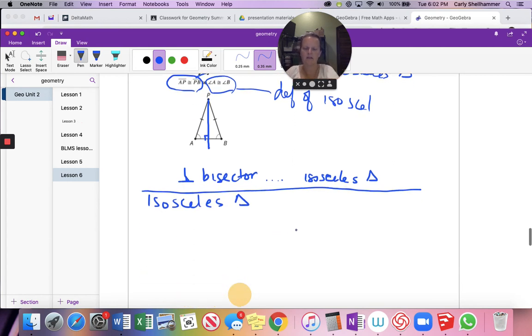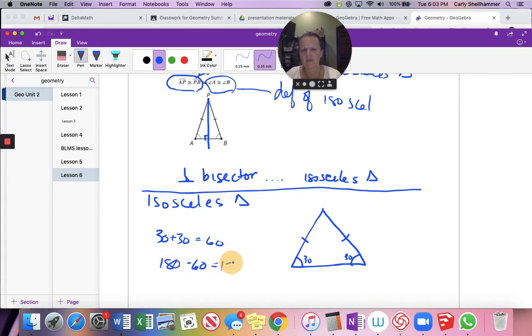The definition of isosceles triangle: two opposite sides are congruent and the base angles are congruent. Okay? And we use it a lot because if I told you these two base angles were, say, 30 degrees, if that's 30 degrees, you know that this one's 30 degrees. Therefore, you can say 30 plus 30 is 60, 180 minus 60 is 120. So we know the top is 120.